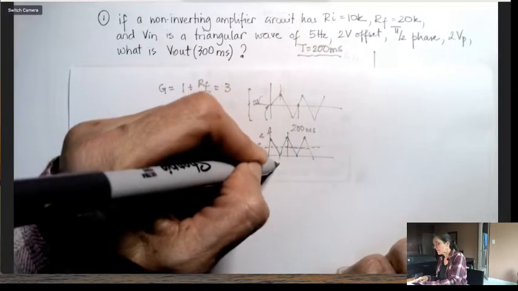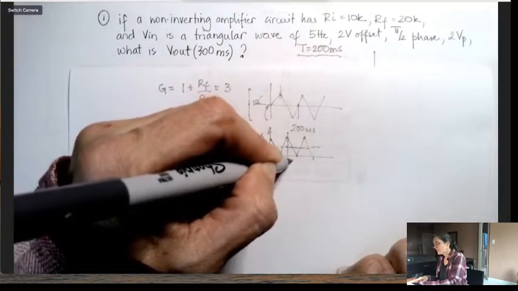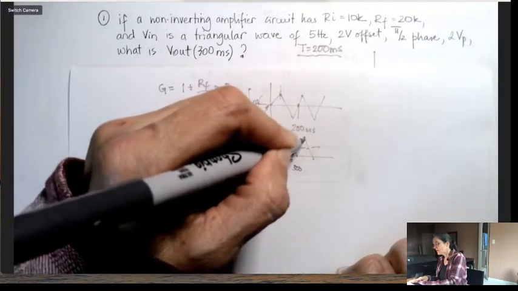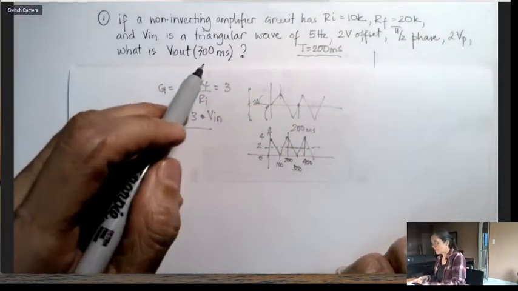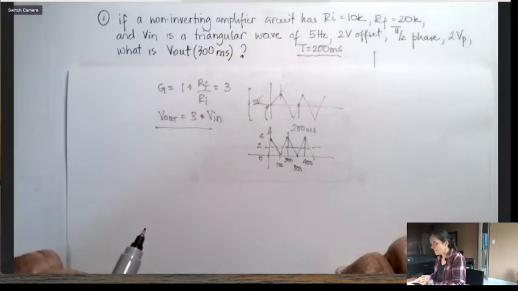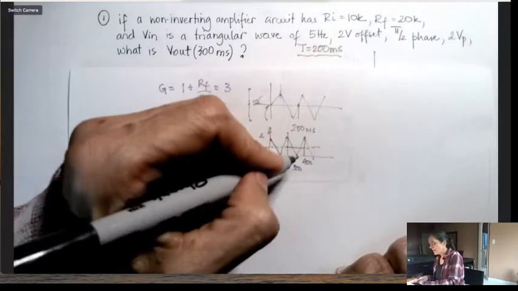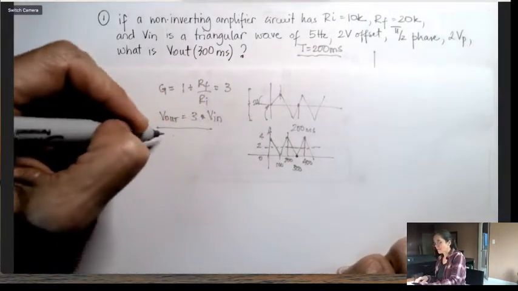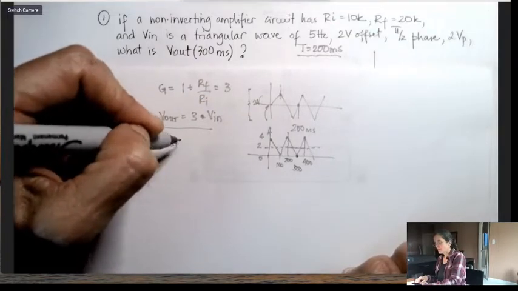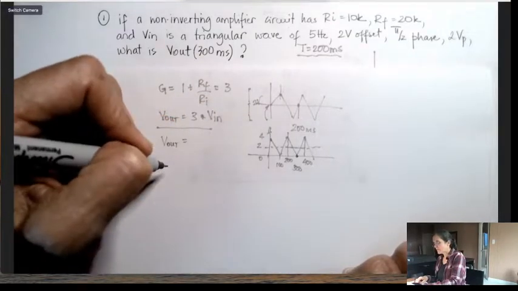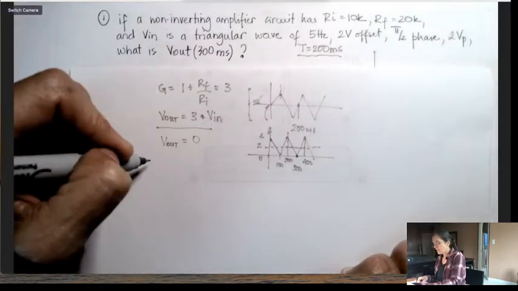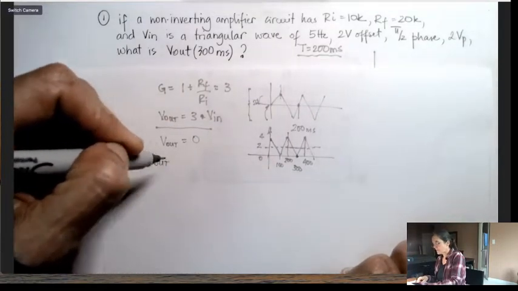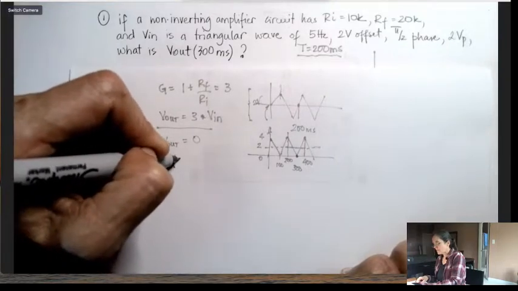So this is 100, this is 200, this is 300, and this is 400. And it's asking right now at 300. So is it really? At 300 milliseconds, this is 0. And therefore, V out will be 0. That's very unfortunate. But now let's do V out of, for example, 350.